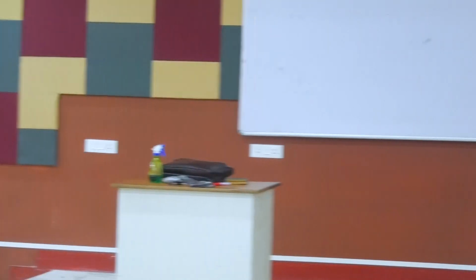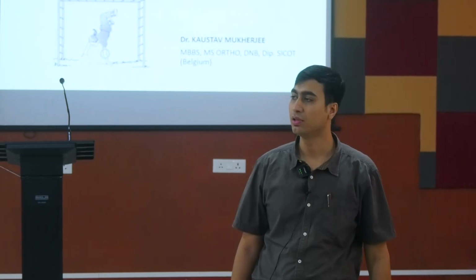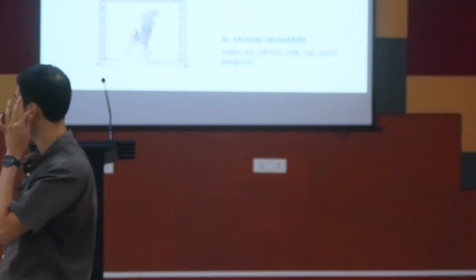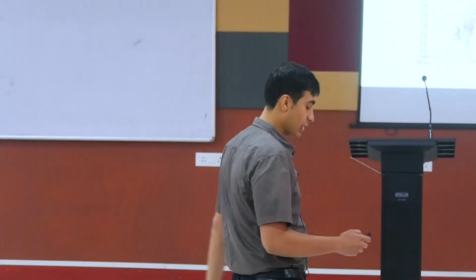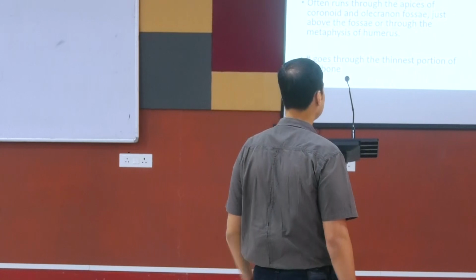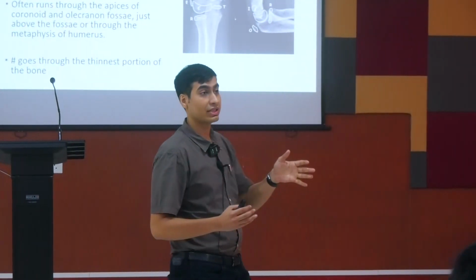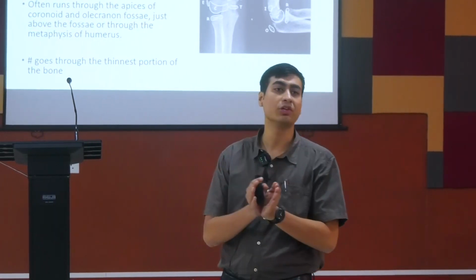So today's topic is a very interesting and very common topic for your final exams, and that is pediatric fracture. One of the most common pediatric fractures we have is a supracondylar fracture. Okay. So what is a supracondylar fracture? For that you need to understand that supracondylar fracture is a fracture around the elbow. It affects the distal humerus.